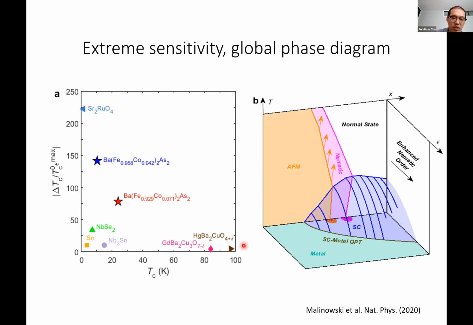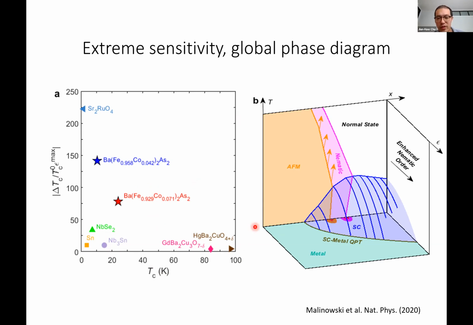So you have cuprates here, and then you have some traditional superconductors, tin, niobium-3 tin, and also niobium selenide. And then you also have strontium ruthenate here. So basically, the cobalt-doped barium-122 has a strain sensitivity that is above all the other superconductors except for strontium ruthenate. And in the case of strontium ruthenate, it's an increase of 1.4 Kelvin to 3 Kelvin, with approximately 0.5% of strain.